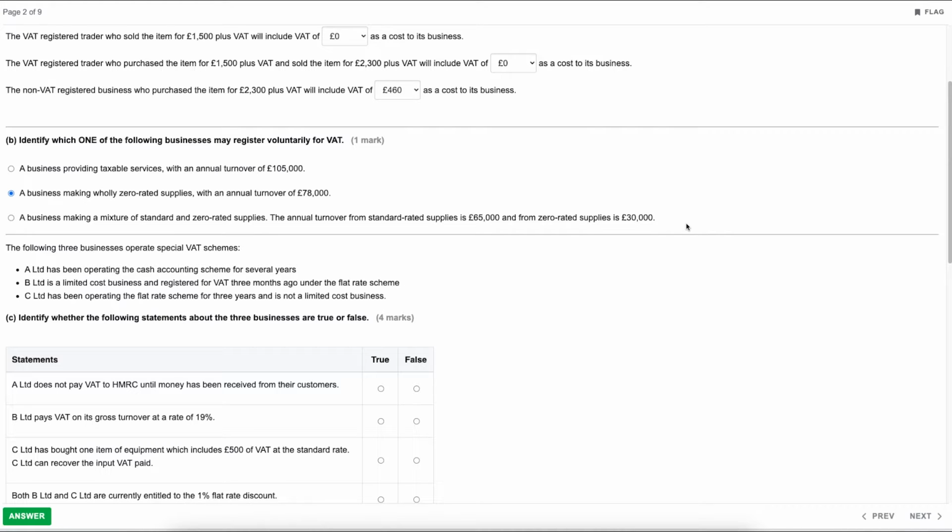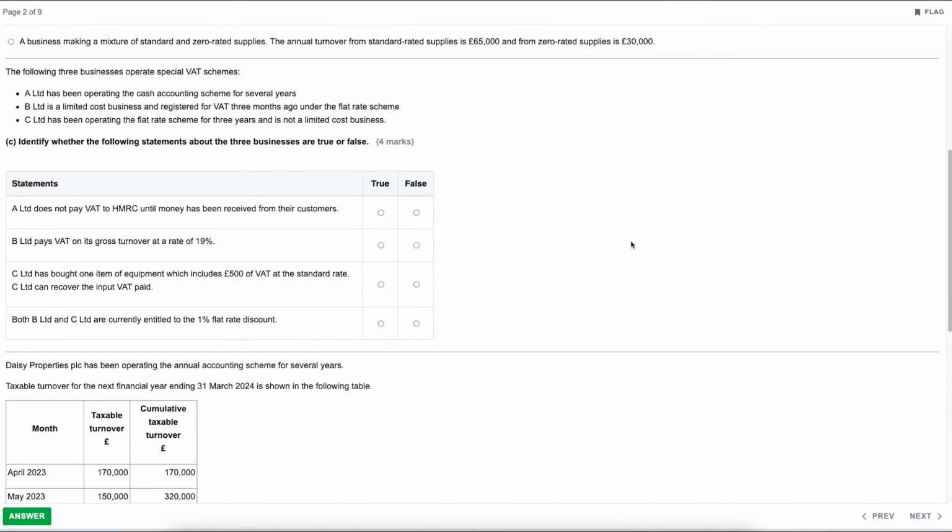So the last one states a business making a mixture of standard and zero rated supplies. The annual turnover from the standard rated supplies is 65,000 and from the zero rated supplies is 30,000. Now, bear in mind both standard rated and zero rated supplies do count towards your £85,000 threshold. Combined, they obviously come to 95,000, 65,000 plus 30,000. So they would have gone over that VAT registration limit and therefore would have to register for VAT. So the second option is correct.